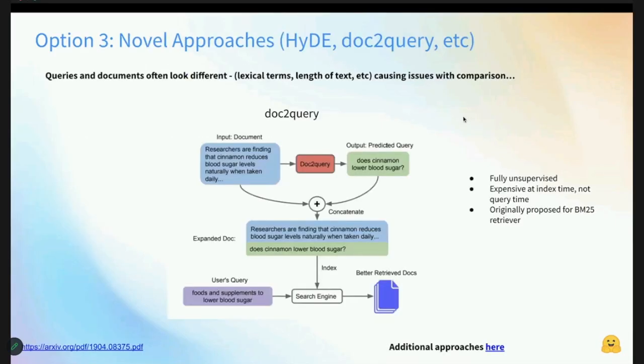And then I guess the third option for improving, and there's lots more than this, but some novel approaches that take advantage of generative models.